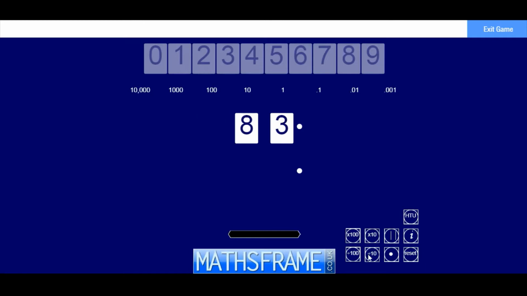It would be 83. Now, if I divided it by 10 again, what would the answer be? It's going to get 10 times smaller again. It's going to move down. It would be 8.3. That's right.